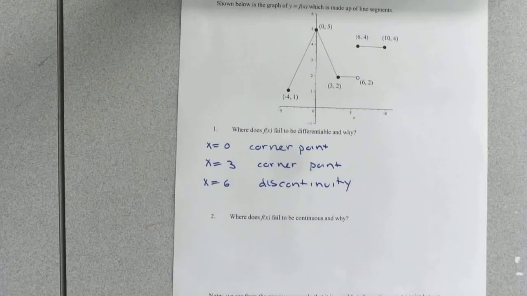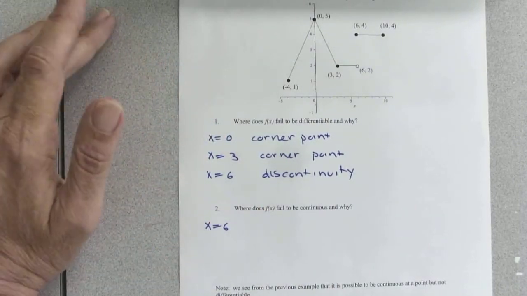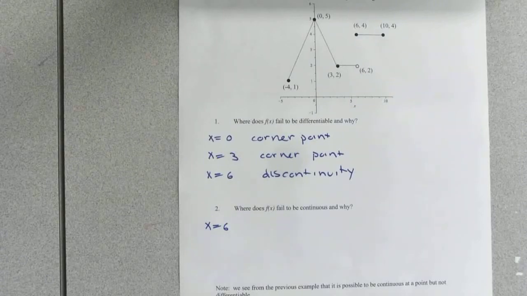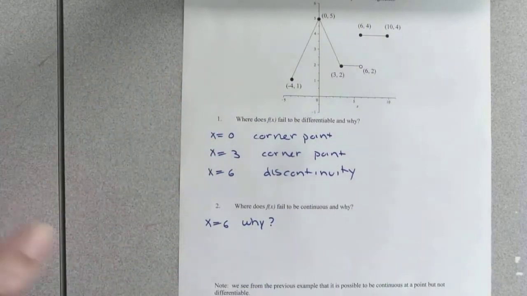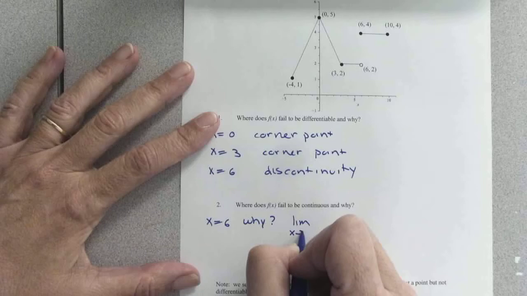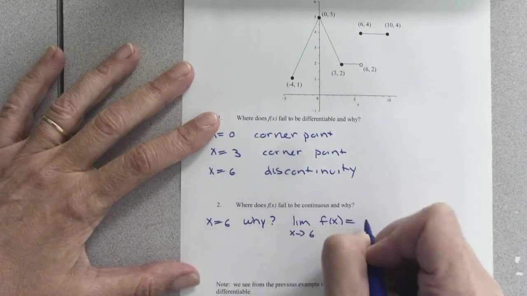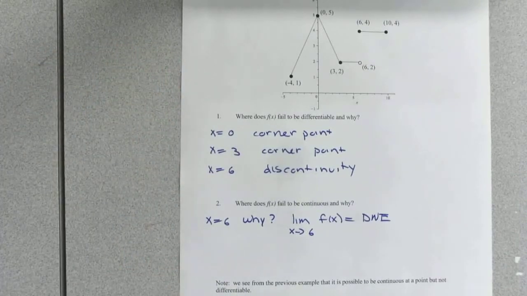Now the second question, where does f of x fail to be continuous and why? Well, it fails to be continuous at x equals 6, and I'm not going to be too picky on the why. We've got a jump discontinuity, but the actual why, if you think back to when we learned about continuity, it had those 3 steps, and it would be this, that the limit as x approaches 6 of f of x does not exist. Remember continuity 1, f of, in this case 6, f of 6 has to exist. 2, the limit as x goes to 6 of f of x exists.